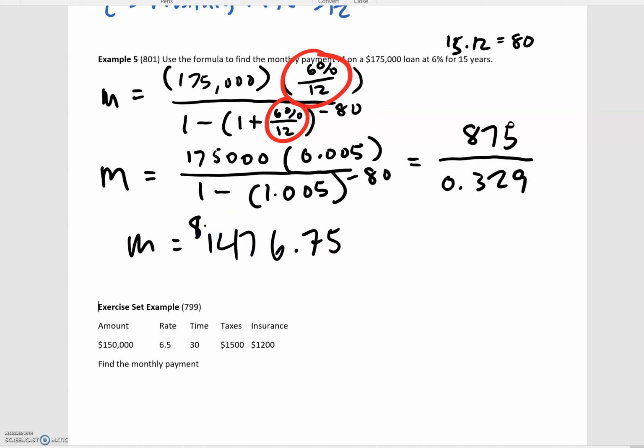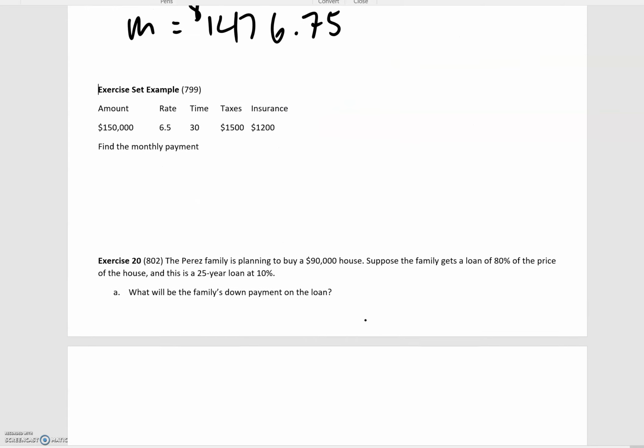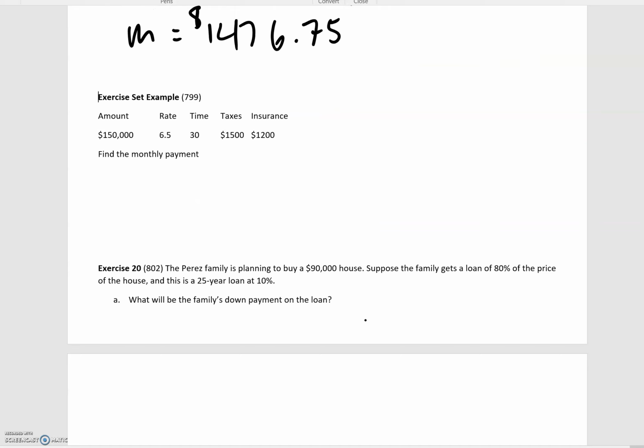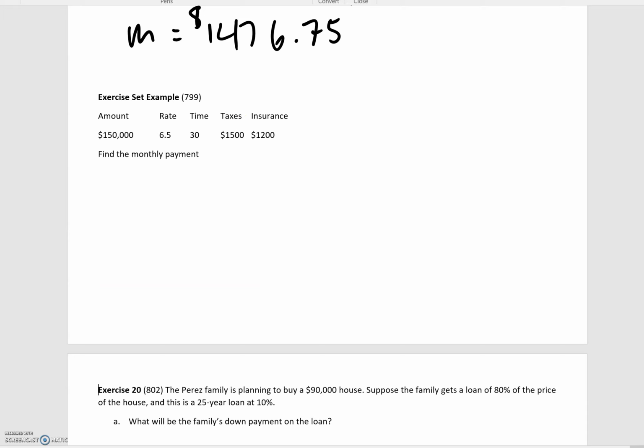Okay. All right, so let's look at one of the exercises that you might encounter. On page 799, they give you a series of amounts, rates, times, taxes, insurance, and we are asked to find the monthly payment. So this is going to match the exercises 5 through 10. The rate is a percent, so we'll need to account for that.